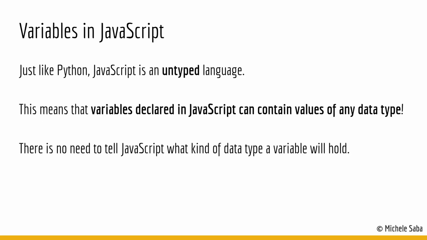In this lesson we're going to talk about variables. First things first, just like Python, JavaScript is an untyped language. This means that variables declared in JavaScript can contain values of any data type. Therefore, just like in Python, there is no need to tell JavaScript what kind of data type a variable will hold. So whether you want to declare a variable to store a number, an array, or an object, you will just have to declare a variable and assign it a value.